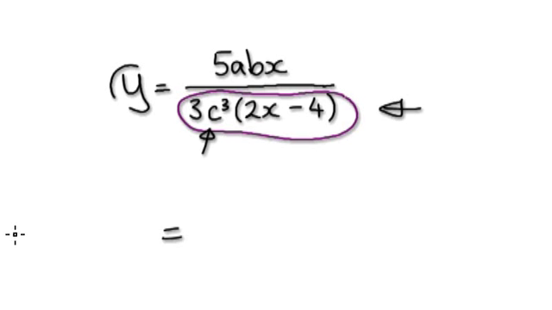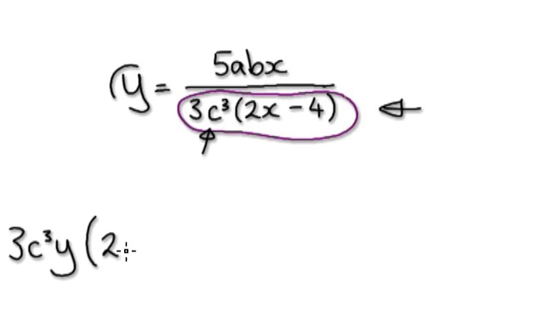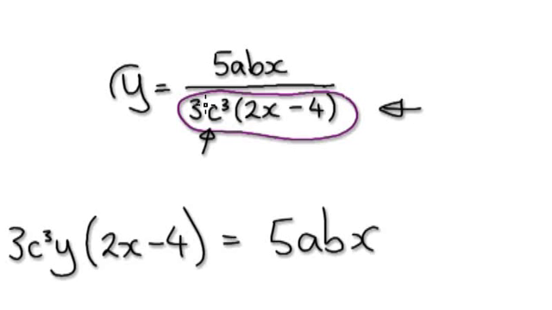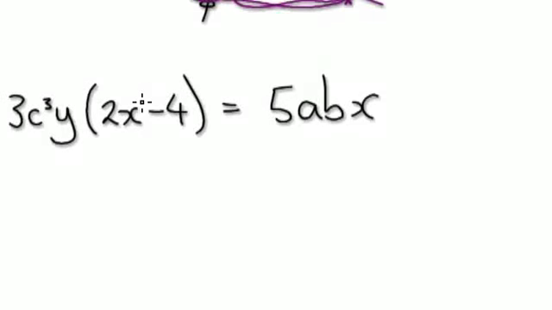It would be 3c to the power 3y, bracket 2x minus 4, equals 5abx. So in effect, when you multiply both sides by this bottom bubble, it's actually this y times this thing here, but I'm merging these two bubbles together.